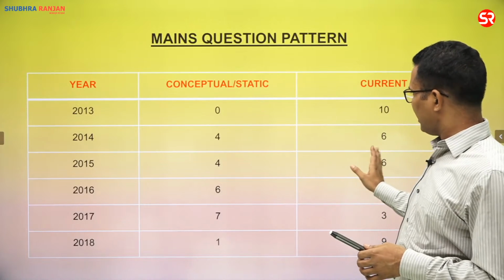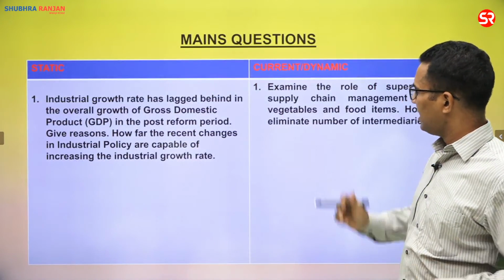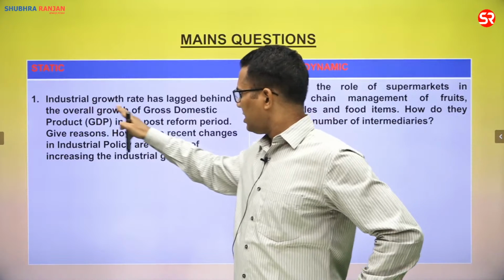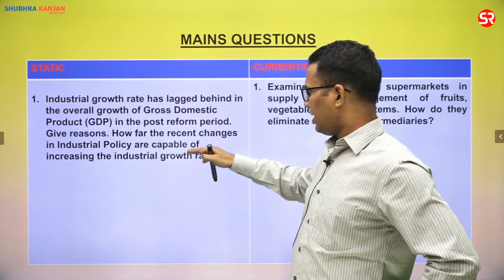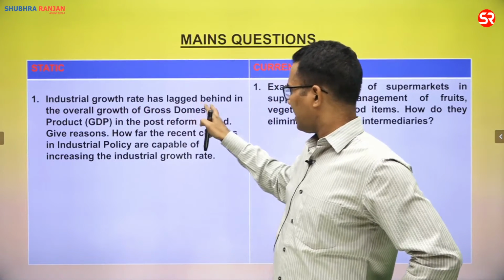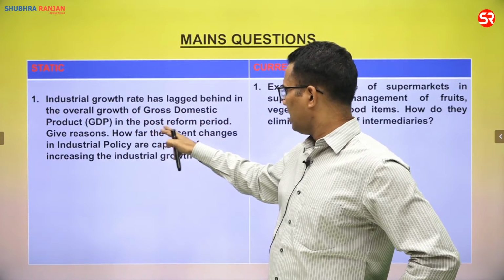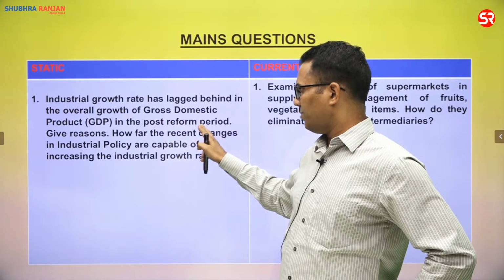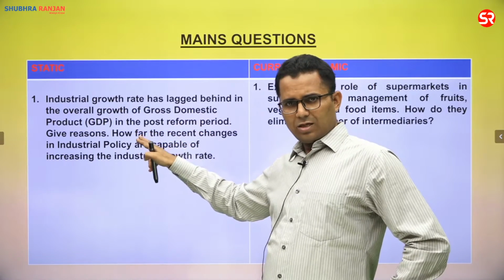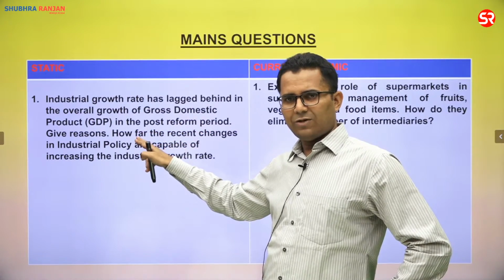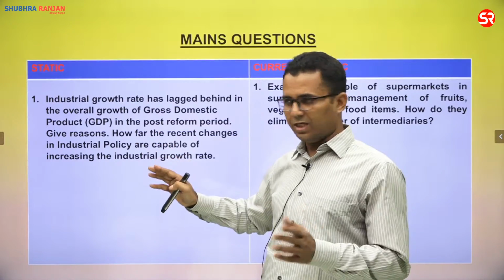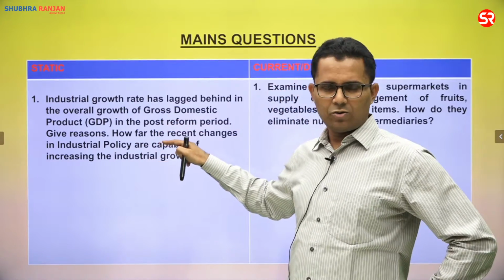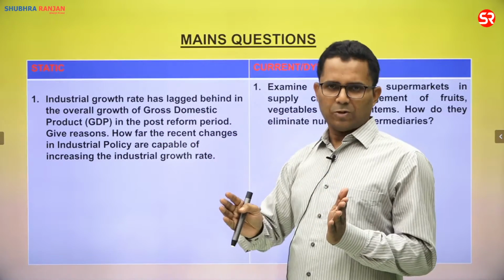If you want to see an example of mains based questions, here is one. See, industrial growth rate has lagged. This was a last year question. Industrial growth rate has lagged behind the overall GDP growth in the post reform period. Post reform period means post 1991. So this question covers 1991 till 2020, the last 30 years. So this question talks about the last 30 years performance.